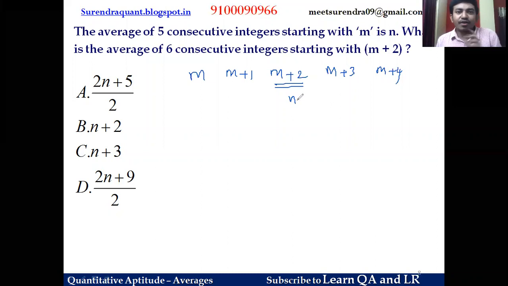What is the average of 6 consecutive integers starting with m plus 2? Friends, if this is m plus 2, I can say it has n, right? The next number is increased by 1. So this also increased by 1. It will be n plus 1.